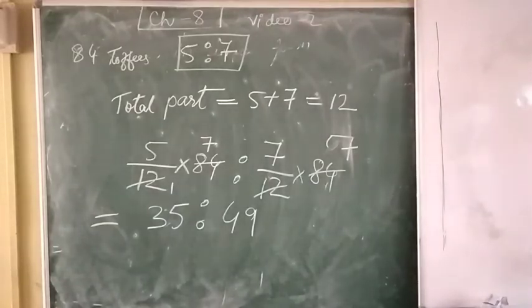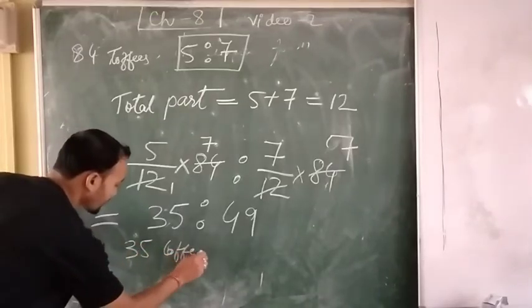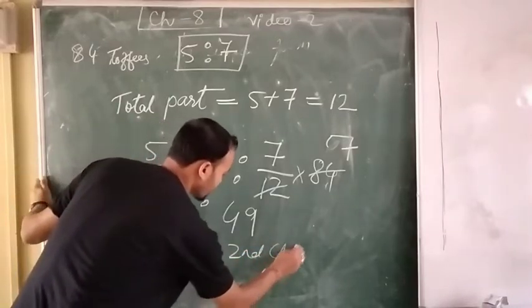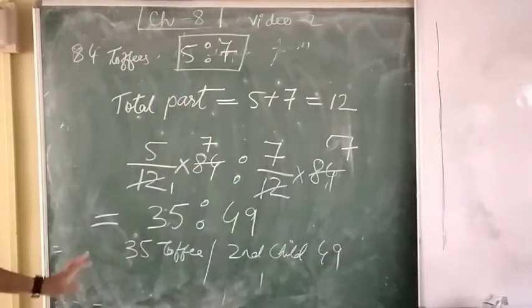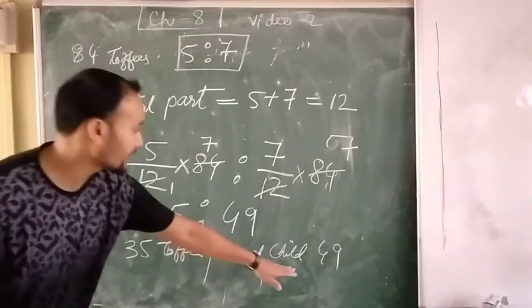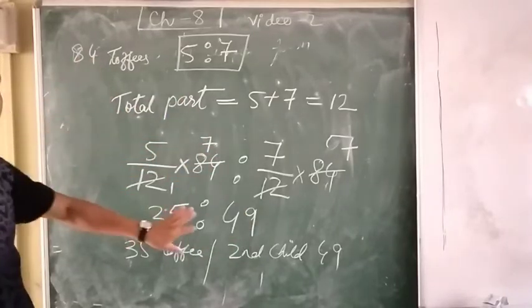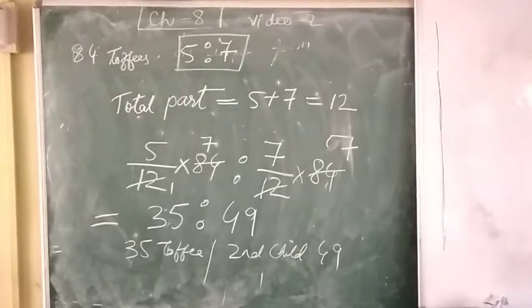What is our new ratio? The new ratio is 35 is to 49. That means the first child is having 35 toffees and the second child is having 49 toffees. Check your answer, you can see this. When 35 and 49 are added, are we getting 84? Yes, we are getting 84. That means our answer is correct. Fine, we are moving on to the next question.